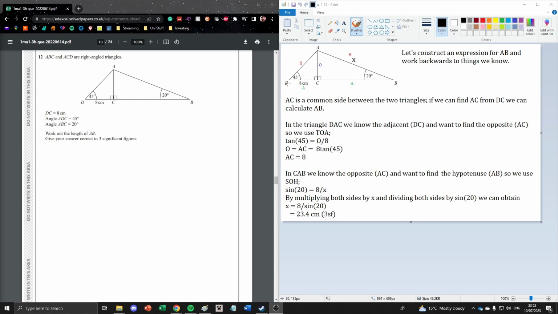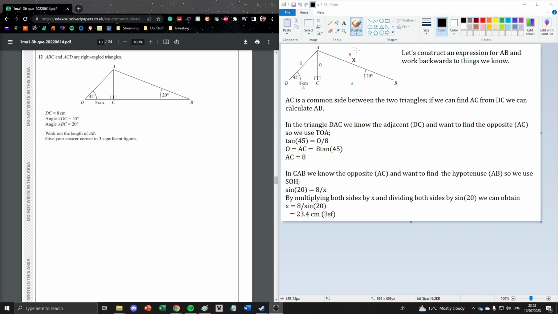So we know the adjacent DC, and we also are trying to find the opposite AC. So we have O and A, and so we're going to use TOA out of SOHCAHTOA. So that's tan 45 is equal to O, which we don't currently know, divided by 8. Multiplying both sides by 8, we get that O, which is obviously AC, is equal to 8 times tan 45. And given that tan 45 is 1, we have AC is 8 centimeters.